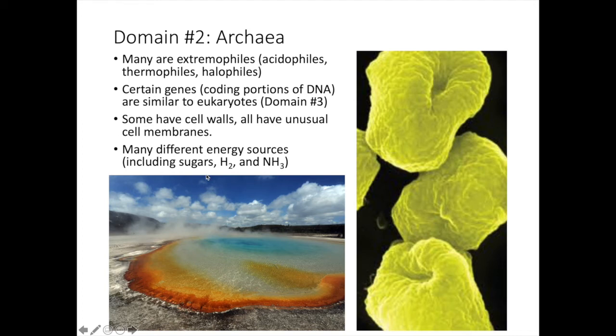But these are possibly creatures that could live in conditions that are very similar to what we might find on other planets. We could potentially find something like an Archaea on Mars or on one of the moons of Saturn called Titan, which has hydrogen available in the atmosphere.